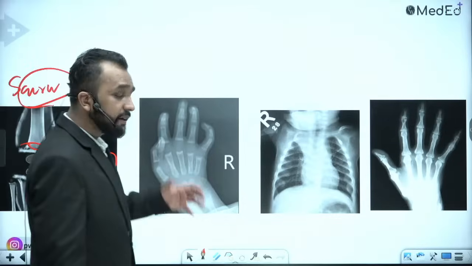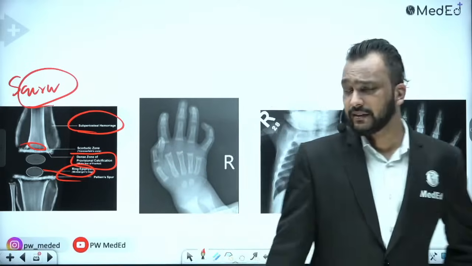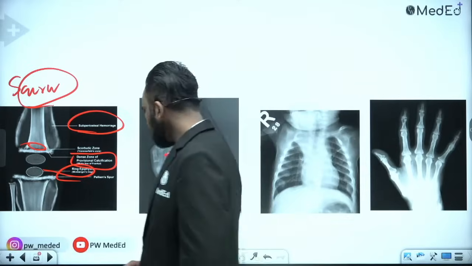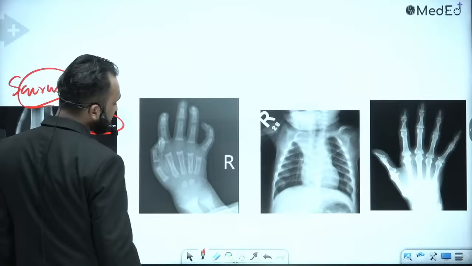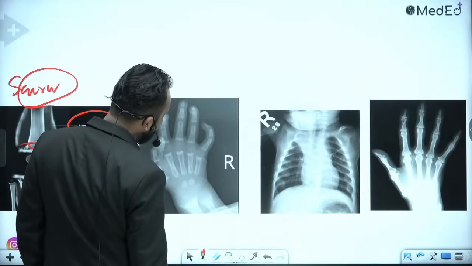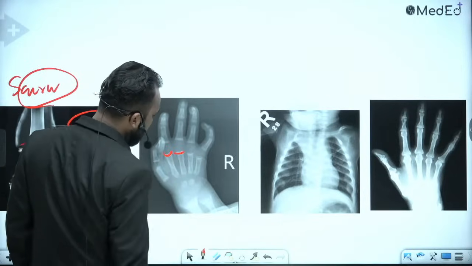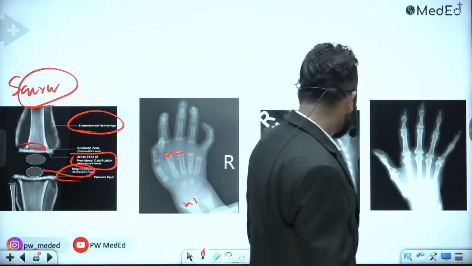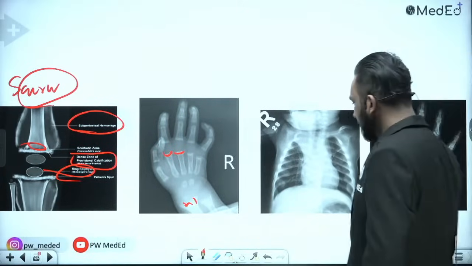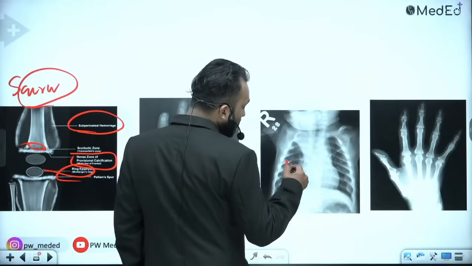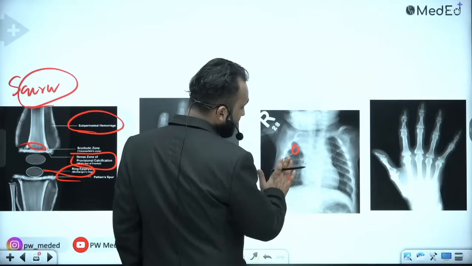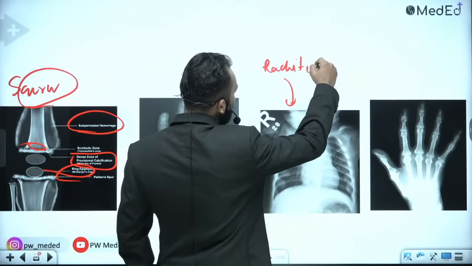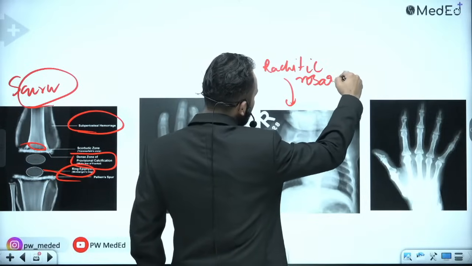Okay. In rickets, vitamin D deficiency in children, you will see cupping, fraying and widening of the metaphysis. And you will also see that the costochondral junctions will be widened, and this will give an appearance that is known as rachitic rosary.